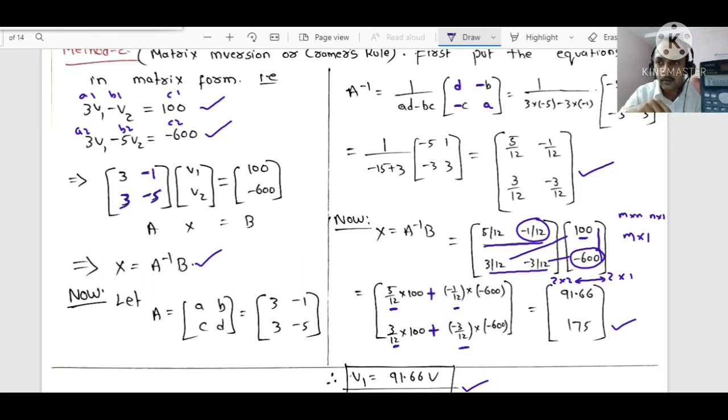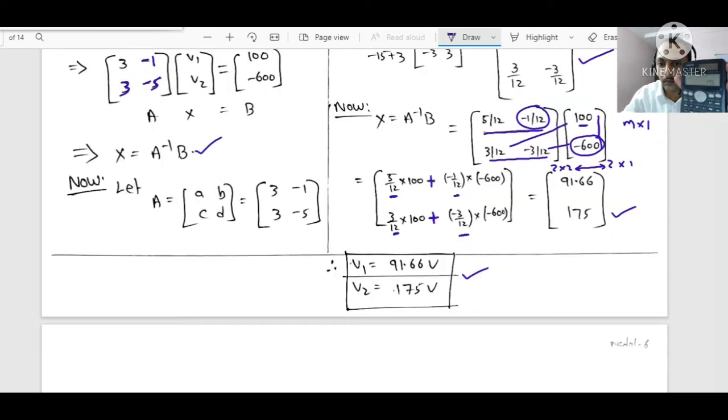So you will get the answer in terms of x and y. In our context, x means V1, y means V2. So directly you will get 91.66. And again, if you press equal to, you will get y. Y means in our context it is V2. Like this. Using this calculator also, it is simple.